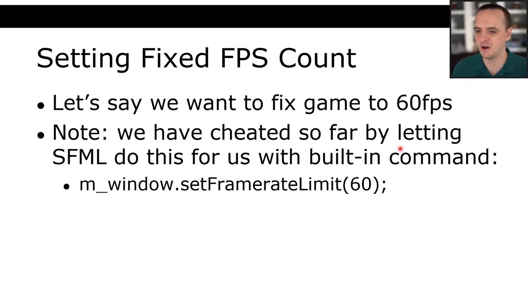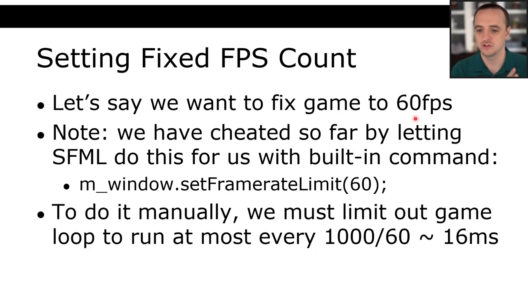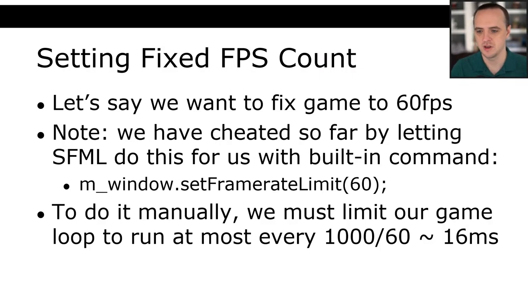Now, keep in mind that this is a frame limit. It doesn't say set frames per second. It says set frame limit, and we'll get into that in a second. To do this manually, if we don't have a function which does this for us, we must manually limit our game... Well, that's a typo. I'm going to fix that now. Not out game. To do it manually, we must limit our game loop to run at most 60 times per second.